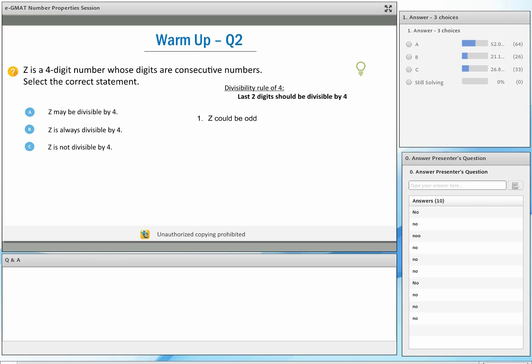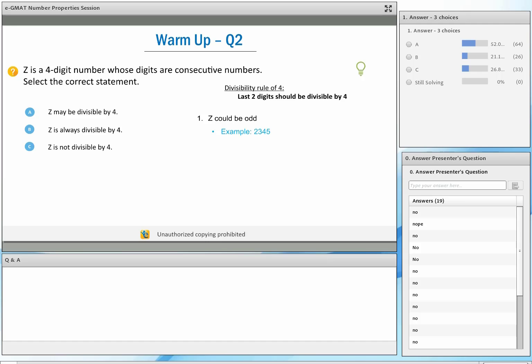When z is odd, the number will not be divisible by 4, right? So in that case, you already have cases in which this number z is not divisible by 4. Now the question is, are there... so definitely choice B is out the door. Z is not always divisible by 4.